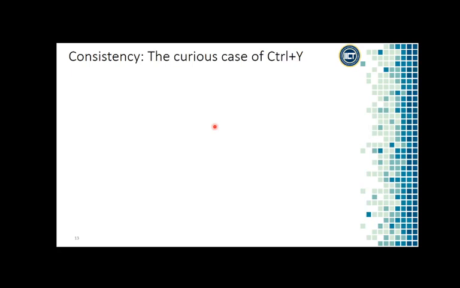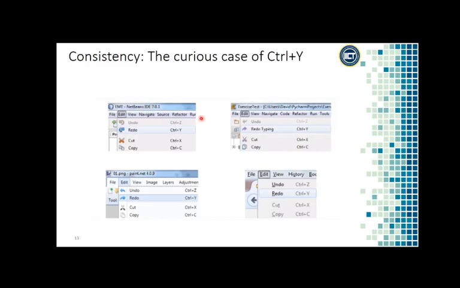Now, the consistency: the curious case of Control Y. As computer students we know that Control X is cut, Control C is copy, Control V is paste, Control Z is undo, and Control Y is redo. So most of the time Control Y is redo. See, in NetBeans it is redo, in PyCharm for Python it is redo, in Paint Control Y is redo, and in another interface it is redo. So everywhere Control Y is redo.